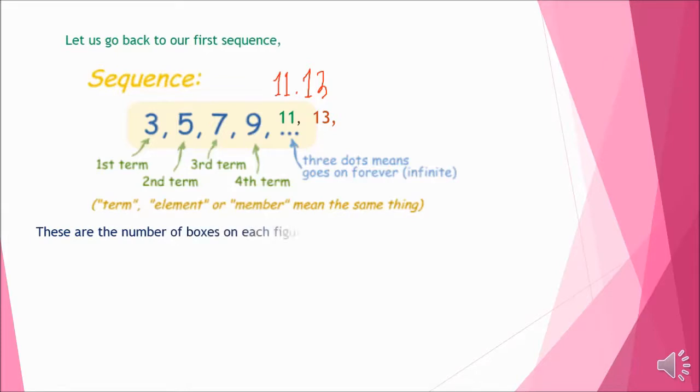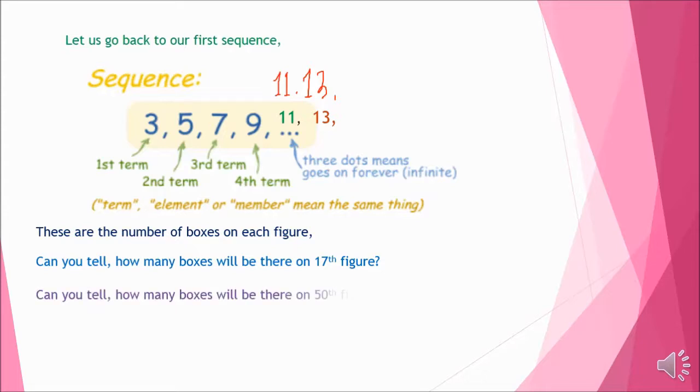Now these are the number of boxes on each figure. We have seen the figure in the very first slide. Can you tell how many boxes will be there on the 17th figure? You can tell manually, but it will take a little bit of time. We have already found the first six terms, and for 17 we can go on like this. After 13 it will be 15, then 17, then 19. We can find the number of boxes on the 17th figure, but it will take time.